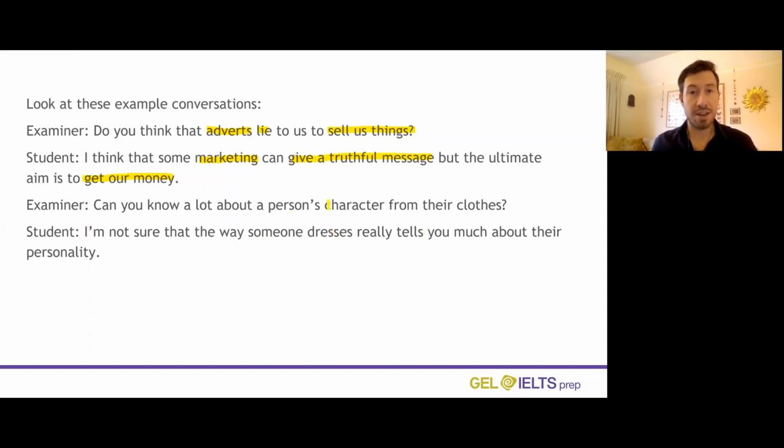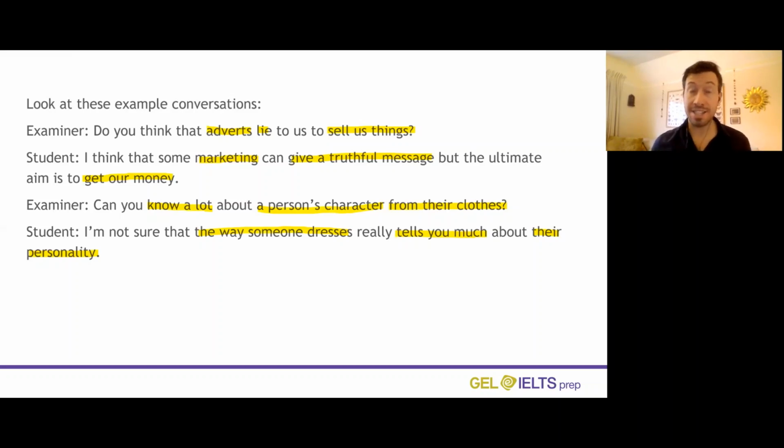Okay, so let's look again. We've got a person's character, their personality. These are synonyms again. From their clothes, the way someone dresses and from their clothes are synonyms. And know a lot, tell you much are also synonyms. So again, the student is doing a very good job of paraphrasing the question, and they're going to get high marks by showing that they can do this.